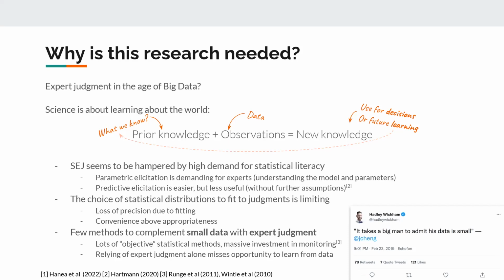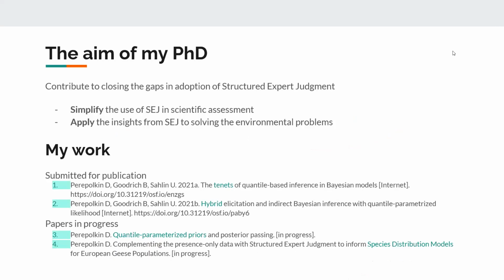Okay, and of course, another thing is it takes quite a lot to admit that we don't actually have the data that we need. So talking about the research, I'm trying to simplify the tools for expert judgment and apply these insights to the domain.